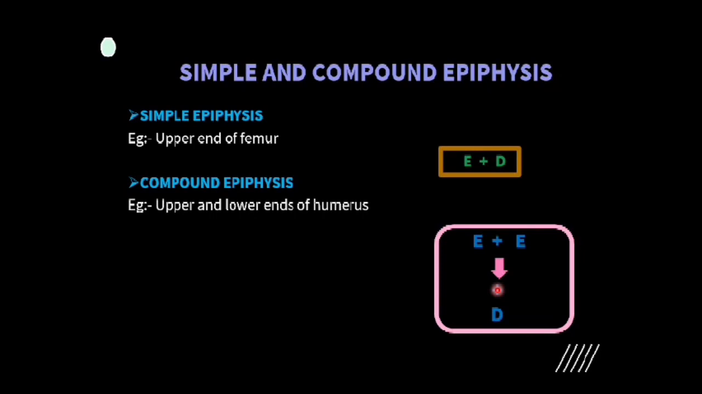You also have to remember about two other types of epiphysis, that is simple and compound epiphysis. So sometimes more than one epiphysis can be seen at one end or both ends of a long bone. So when one epiphysis fuses with the diaphysis by separate epiphyseal plate, it is known as simple epiphysis. Whereas sometimes the multiple epiphyses initially fuse together and then unite with the diaphysis by one epiphyseal plate. That is known as the compound epiphysis. So the simple epiphysis is seen in the upper end of femur, whereas compound epiphysis is seen at the upper and lower ends of humerus.